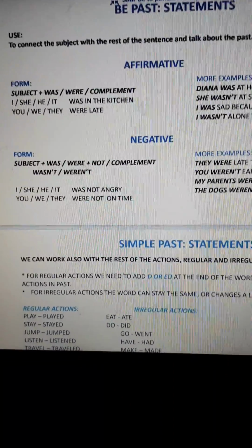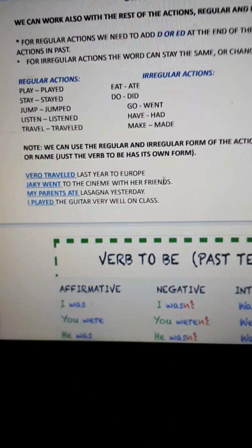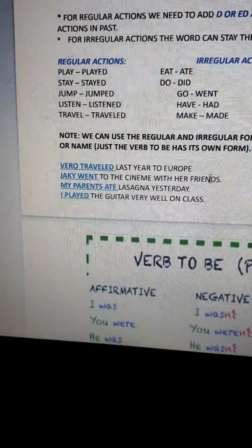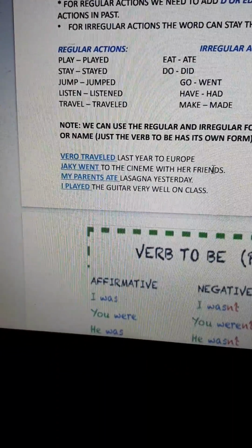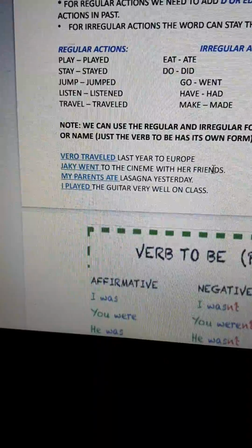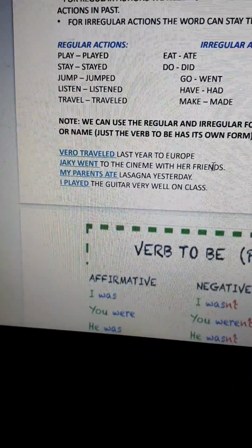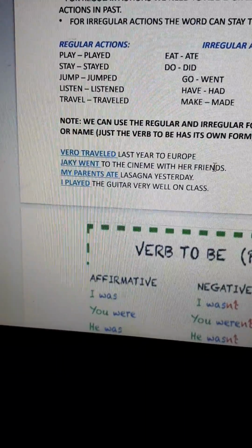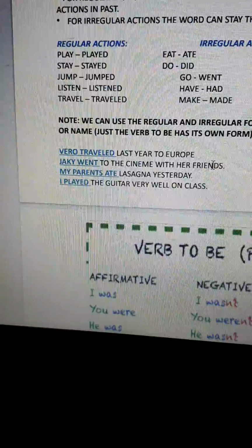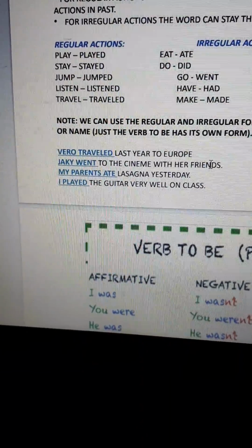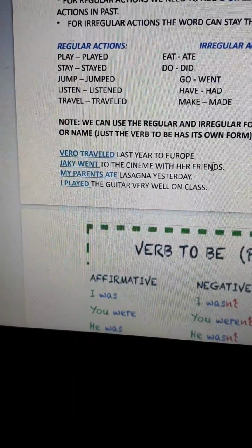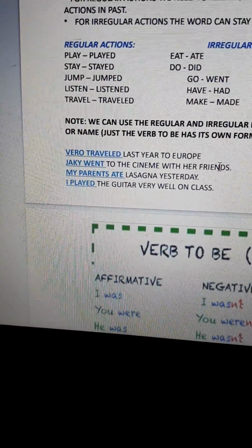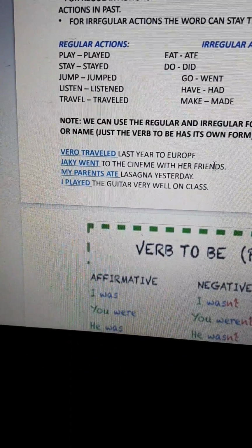Now, for the rest of the actions, we need, of course, a pronoun, a name, or a subject. In this case, we have some examples. Vero is the subject or the name. And then traveled, okay, is the action in past. And then the complement, last year to Europe, okay. Also, Jackie went to the cinema with her friends. I'm sorry, I made a mistake. My parents ate lasagna yesterday. So if you have singular or plural names, the only thing that you have to put is the action in past, okay?